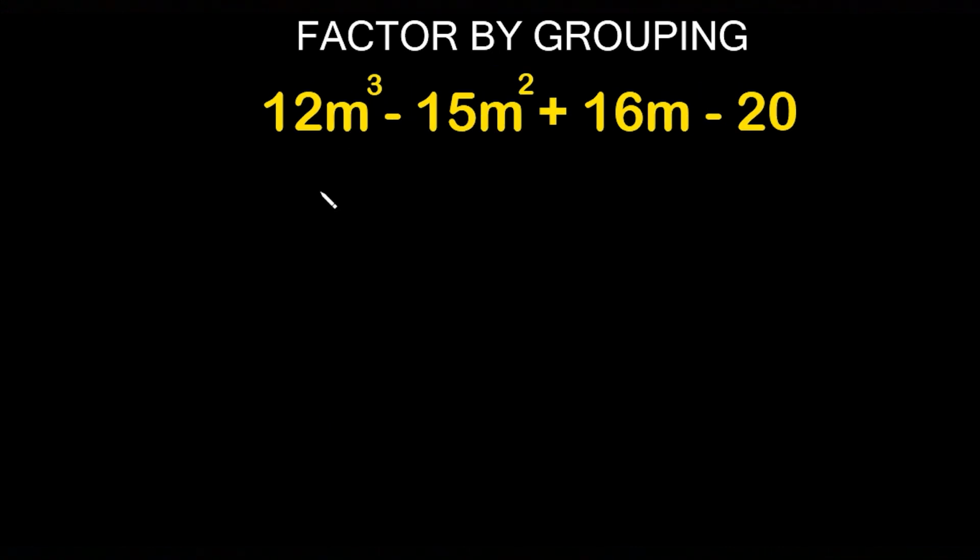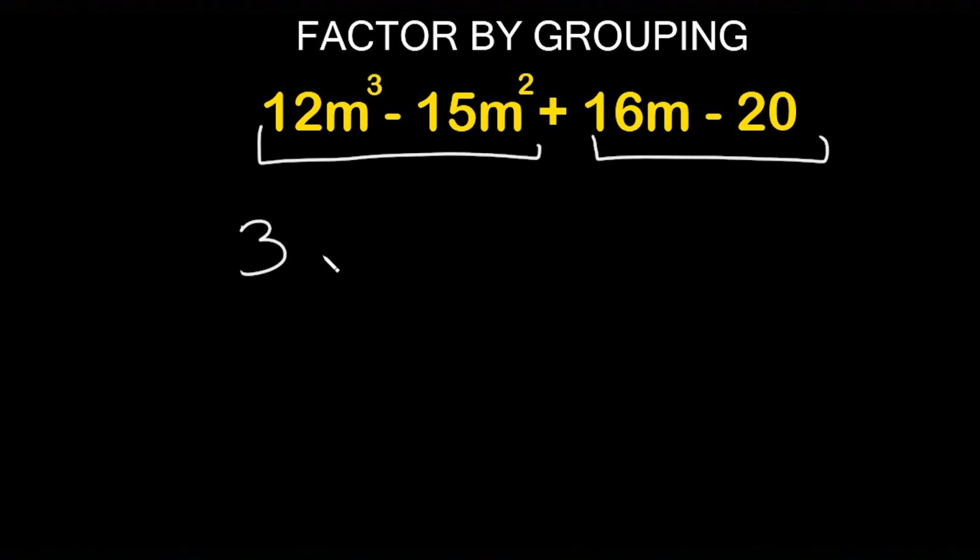So here's my next example. Do I have 4 terms? I do. So, okay, we can try factor by grouping. I'm going to group together the first 2 and then the last 2. What can I pull out between the first 2 terms? Well, they have a 3 in common. They also have an m squared. Okay, so that leaves me inside parentheses 4m and then minus 5.